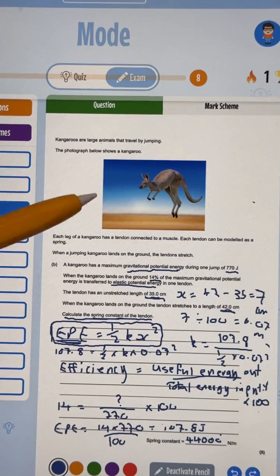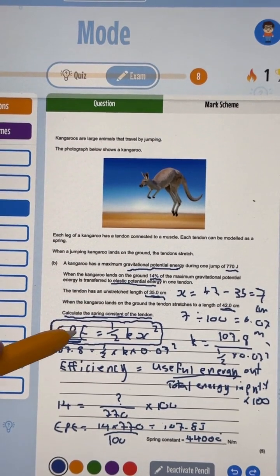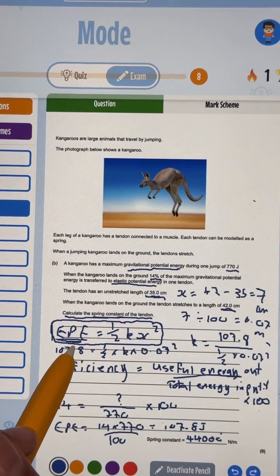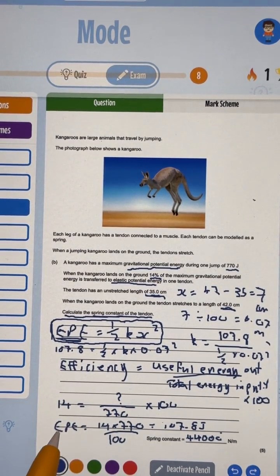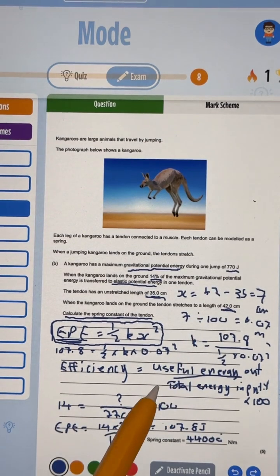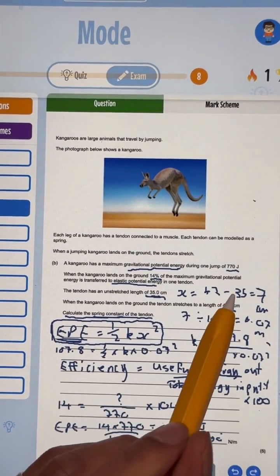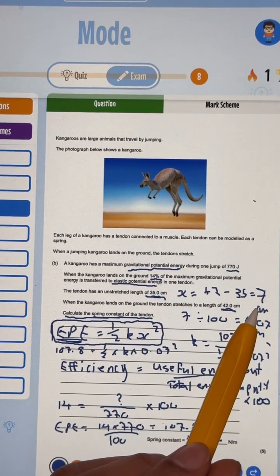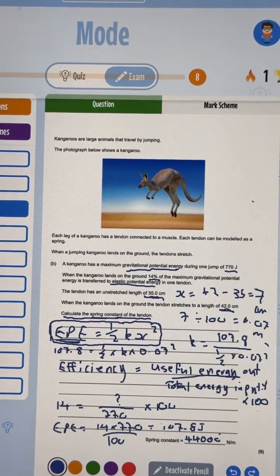Then we need to look at what terms we need. We want to find this k, so to find it, we need to know the other two, elastic potential energy and e squared. Therefore underneath here, I used the equation for efficiency to calculate the elastic potential energy, because they've only given us 770. Following that, I worked out the extension, which was 42 minus 35 because of the two lengths they gave us here. So that's where the 7 centimeters came from. Then converting that into meters, so 0.07 meters.